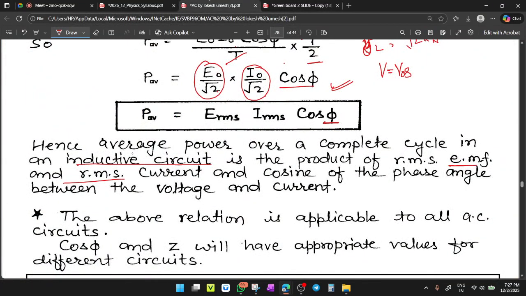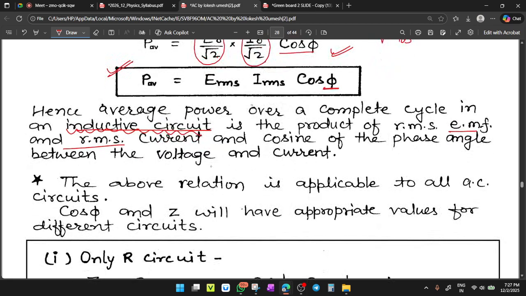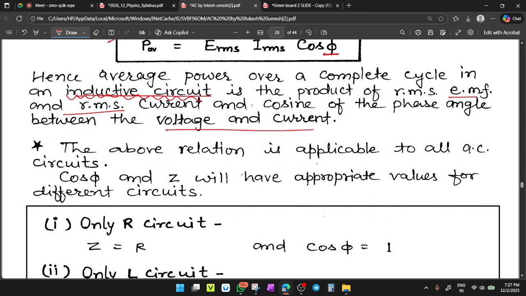So this circuit is said to be an inductive circuit, but you can apply this formula to any type of circuit. It is not necessary that the circuit should be inductive only. So the power is the product of the RMS EMF, the RMS current, and the cosine of the phase angle between the voltage and current. The above relation is applicable to all AC circuits.